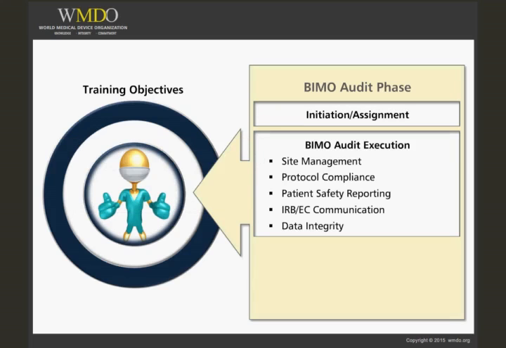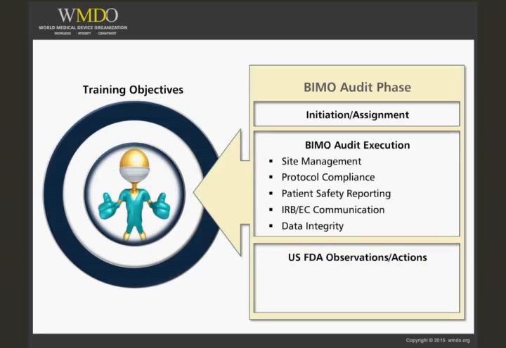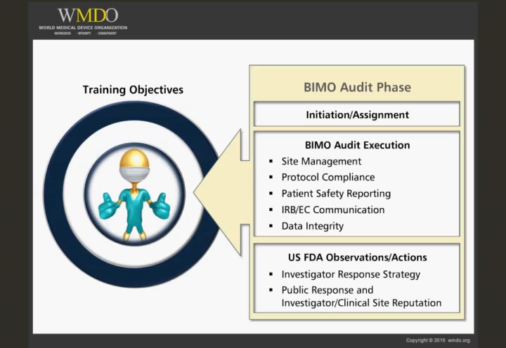We will then wrap things up by talking about the observations that can occur as a result of an inspection of a clinical study site, the actions that the US FDA can take with regards to the site, and the investigator himself or herself. And then we will give suggestions on how the investigator should respond to any negative observations during the BIMO inspection itself, as well as the strategy in dealing with any negative outcomes of a BIMO inspection. And we will also talk about the general public response that can occur as a result of the findings that the US FDA may publish with regard to a clinical investigator or a clinical study site.